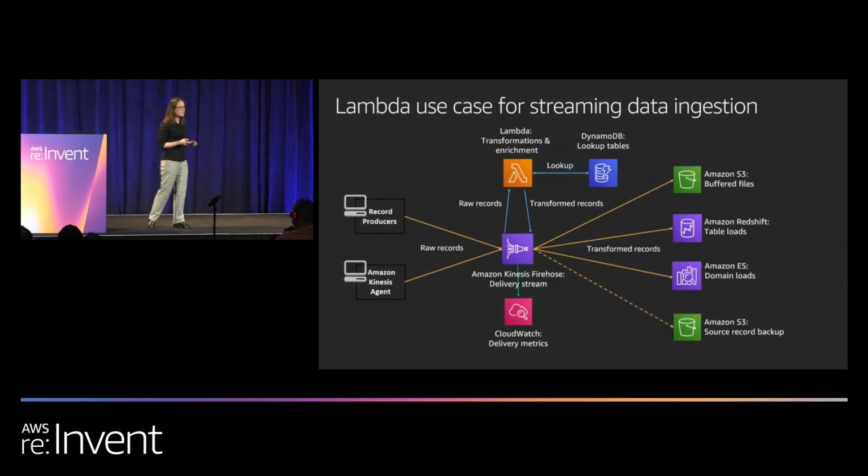But think about this as a Lambda use case for streaming data ingestion. So a typical ETL process, you're going to have record producers out there, Kinesis possibly piping in streaming data, and piping in raw records into your Kinesis Firehose. And then when this happens, you're going to want to run your Lambda function. You might do some metadata processing with Dynamo, maybe some cataloging, and then you can then send those transformed records into S3 perhaps, or maybe you want to send it to Redshift or to Elasticsearch. And you might also want to be retaining some of your raw records in a backup as well.